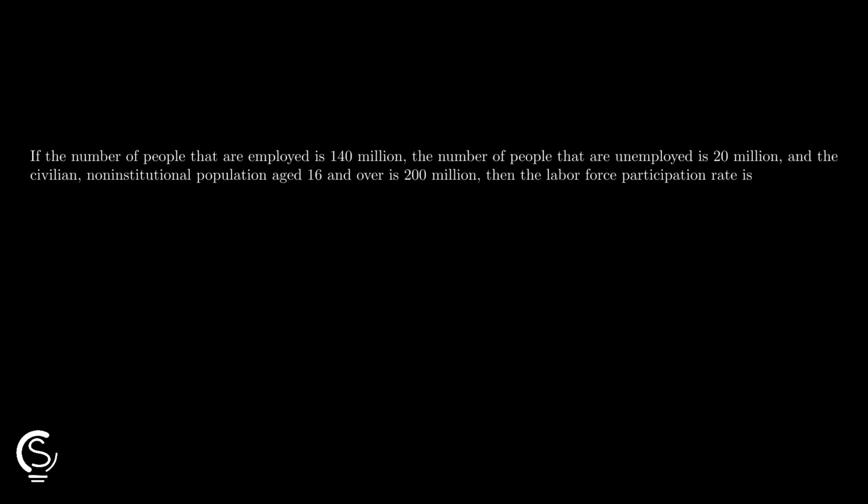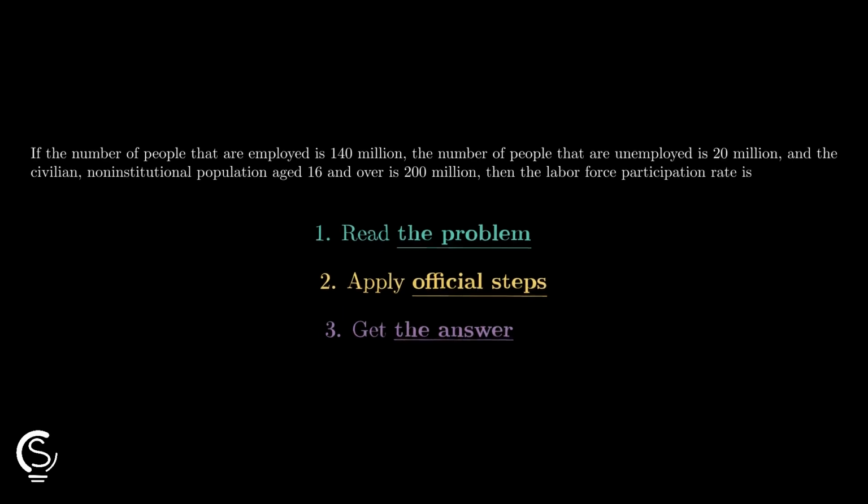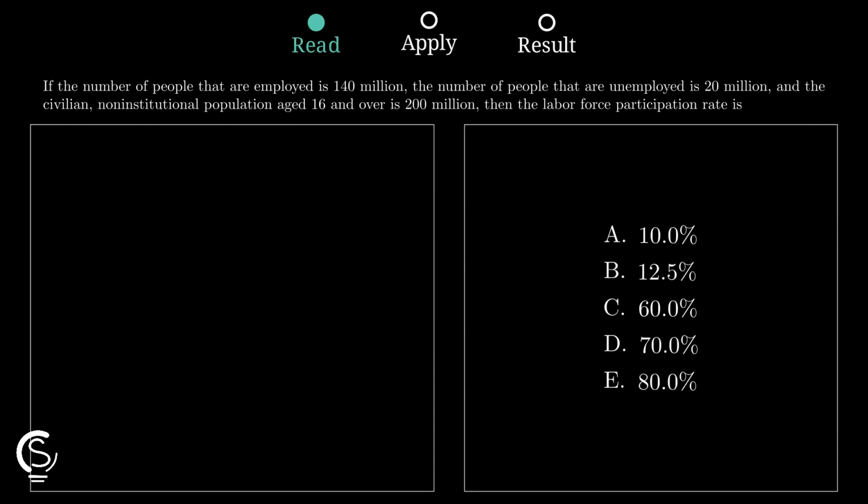Labor force participation sounds tricky, but this one is fast. Combine the right groups, divide by the total population, and the answer pops out cleanly. First, find the labor force itself, because participation rate uses everyone either working or actively looking for work. So add employed 140 million and unemployed 20 million to get 160 million.